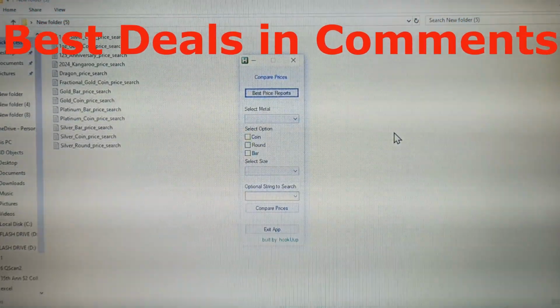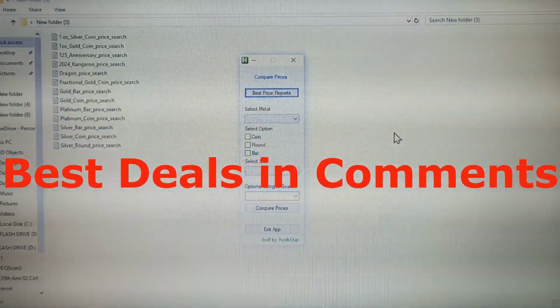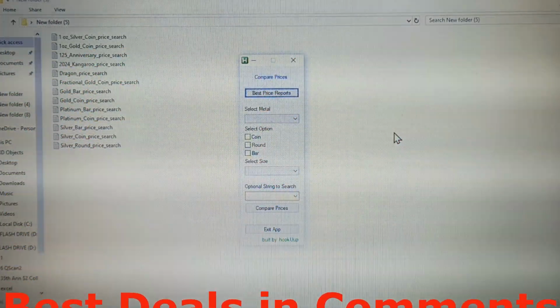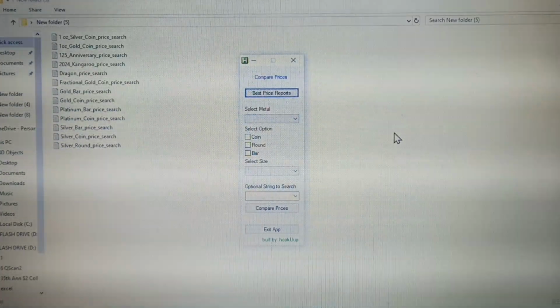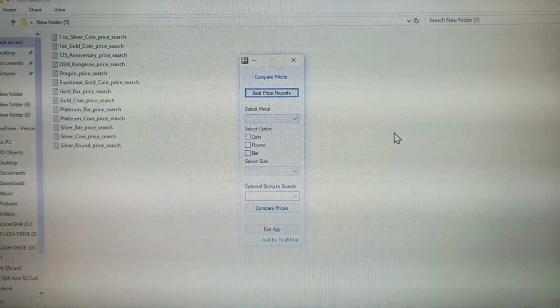I built this app for stackers and collectors in mind. I'll scan 20 websites and bring you all the best deals. Let's have a look at the best prices for silver rounds this week.